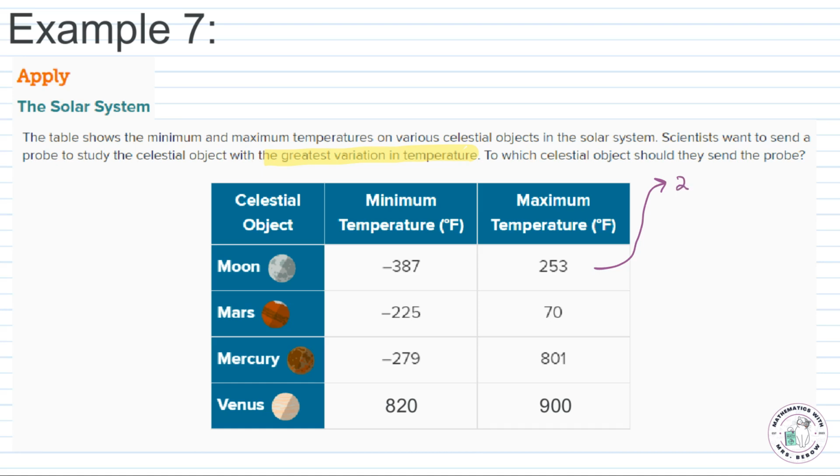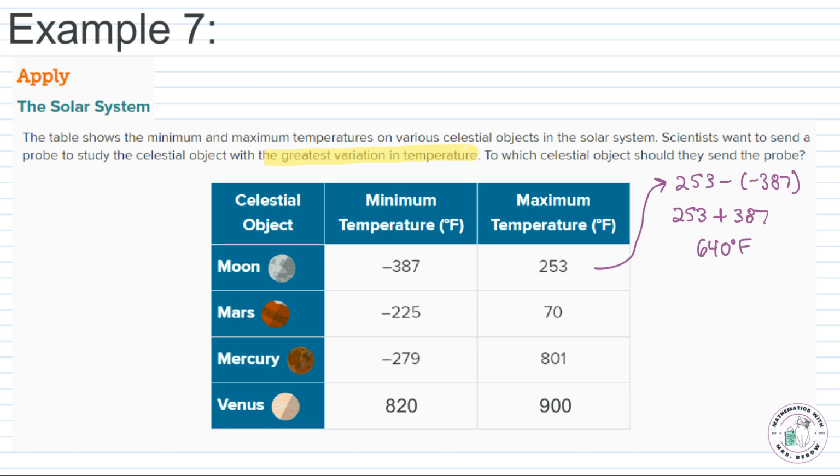So we're going to do 253 minus negative 387. And our trick with subtracting integers is keep, change, change. So we're going to keep 253, change subtraction to addition, and change this negative 387 to its opposite, which is positive 387. And when we add these two together, we end up with an answer of 640 degrees Fahrenheit.